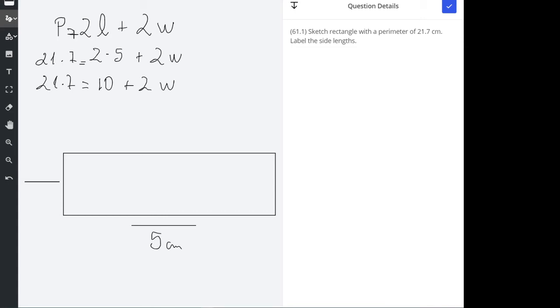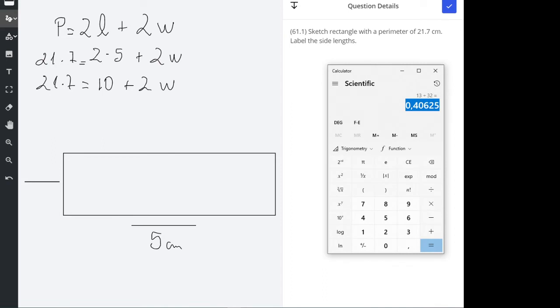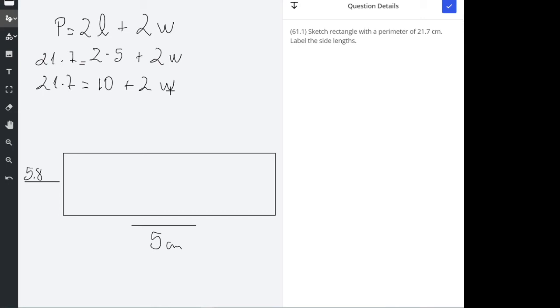Okay, guys, right now I need to figure out a number that I multiply by 2 and add with 10 to get 21.7. Then I need a number like 11.7. But I need 11.7 divided by 2 because it's 2 times. Then use the calculator again. That's why I told you to use the calculator. 11.7 divided by 2, the result is 5.85. And here it is 5.85. Yes?